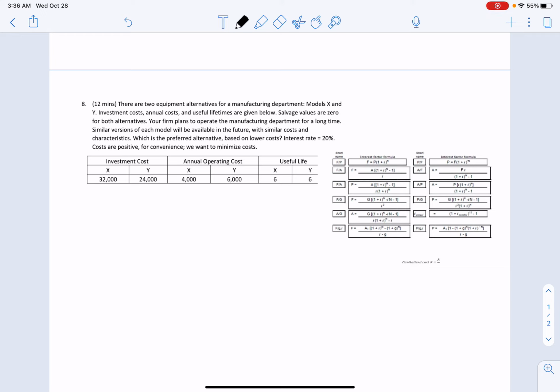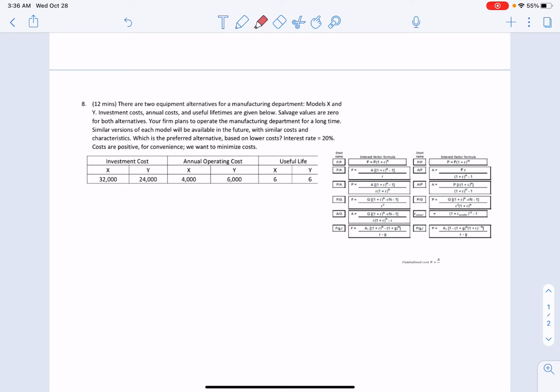It says there are two equipment alternatives for a manufacturing department, Models X and Y. Investment costs, annual costs, and useful lifetimes are given below. Salvage values are 0 for both alternatives. Your firm plans to operate the manufacturing department for a long time. Similar versions of each model will be available in the future with similar costs and characteristics. Which is the preferred alternative based on lower costs? Interest rate is equal to 20%. Costs are positive, and for convenience, we want to minimize costs.